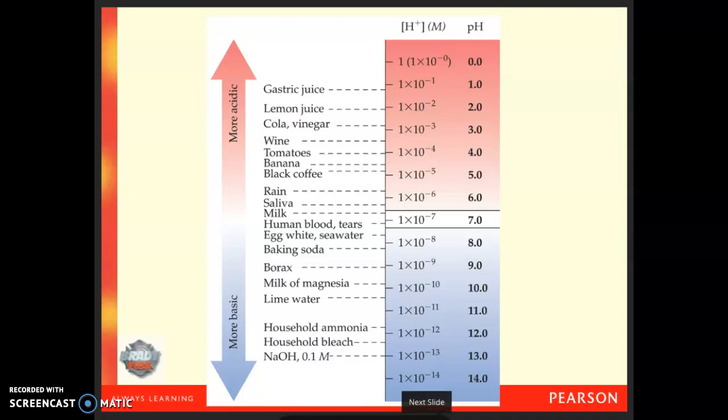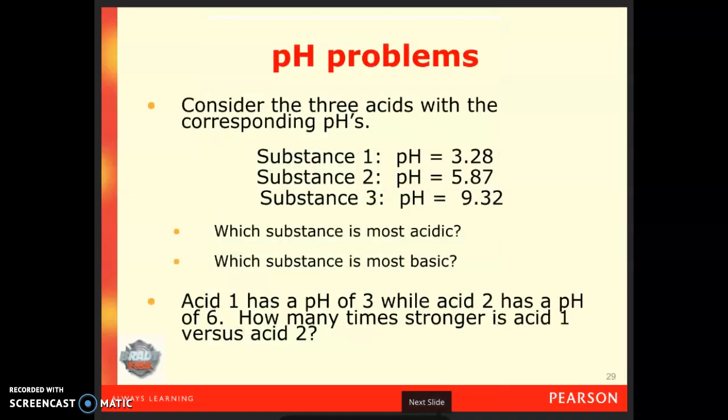So let's review pH a little bit by looking at some practice problems. First practice problem. I've got 3 acids. Substance 1, substance 2, and substance 3. The 3 acids were given those 3 pHs there. Which substance is the most acidic, and which is the most basic? Take a couple of seconds and figure it out.